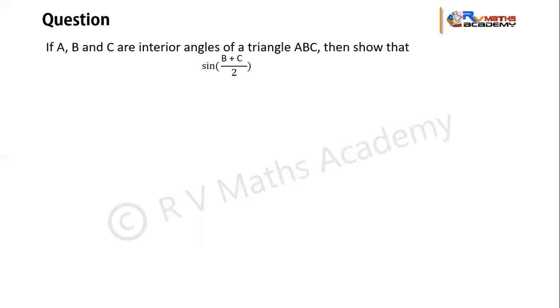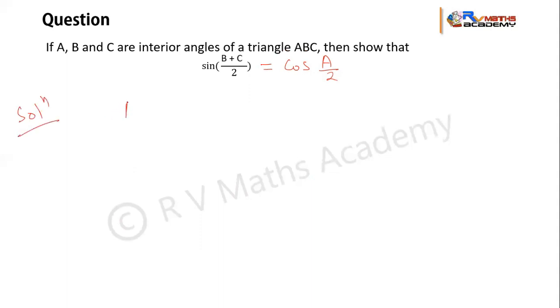Now the next question. If A, B and C are the interior angles of a triangle ABC, then show that sine of (B plus C) upon 2 is equal to cos A by 2. This is your complete question. This one you have to prove. Now, this is your solution.